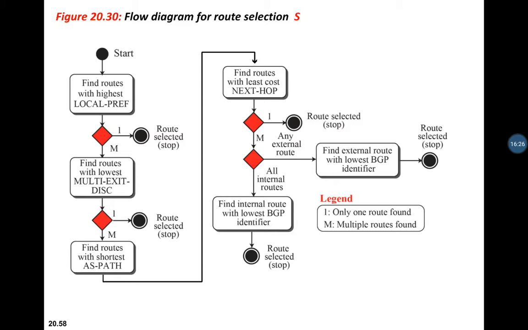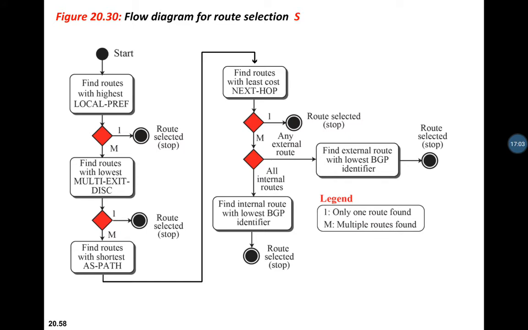When there are multiple routes to the destination, border gateway protocol needs to select one among them. In the route selection process, the border gateway protocol is not as easy as the intra-domain routing protocol, which is based on the shortest path tree. Here, the router extracts the routes which meet the criteria in each step. If only one route is extracted, it is selected and the process stops. If multiple routes are found, the process continues with the next step.